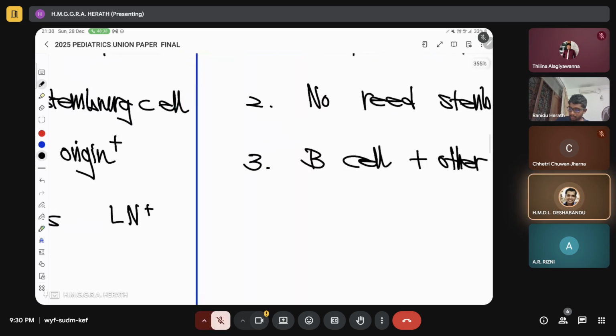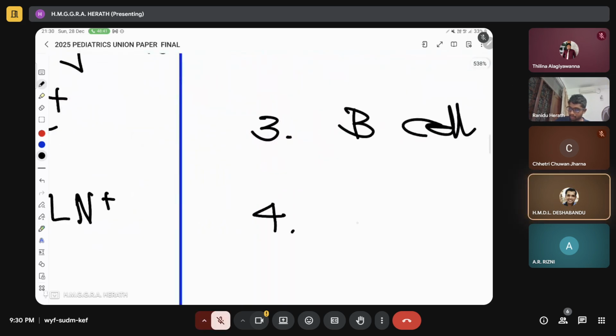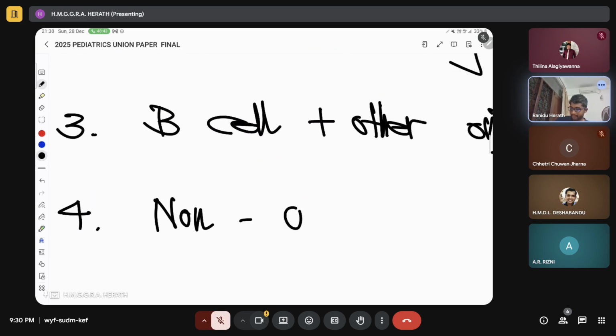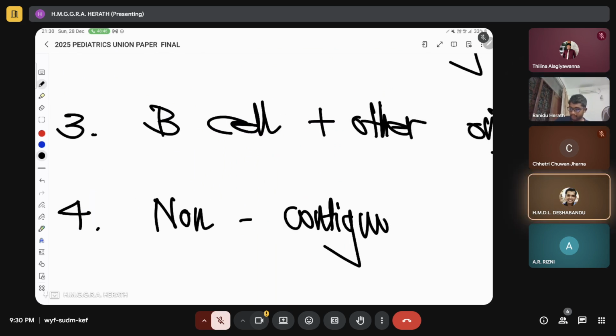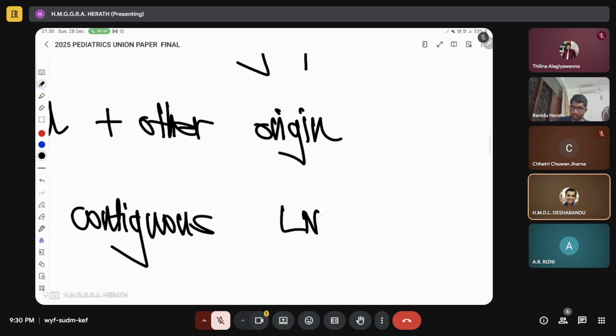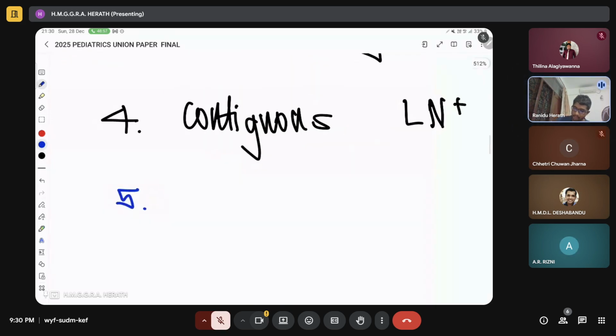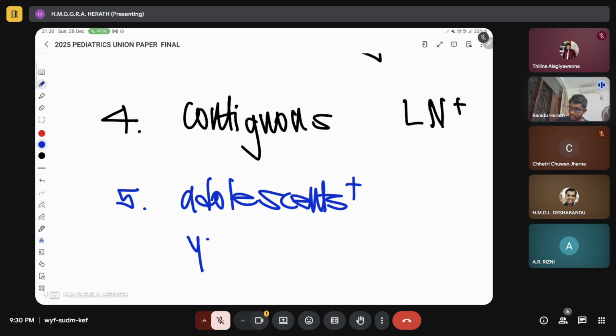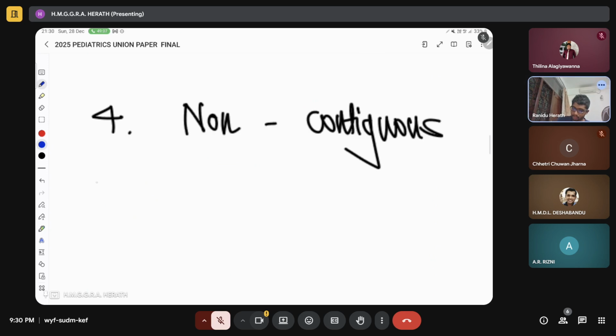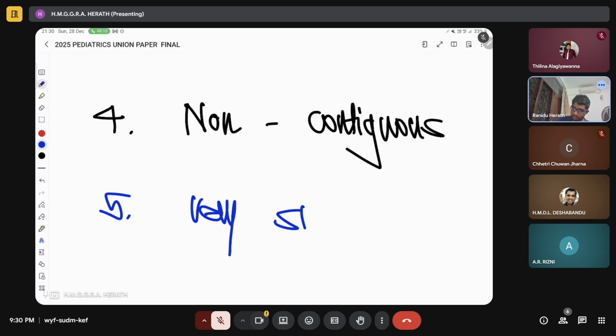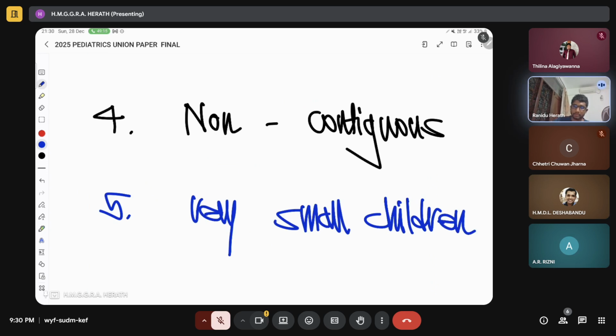Non-Hodgkin's is in young children. You sure? Let me check. You get Hodgkin's lymphoma in adolescents, commonly, and young adults. You get non-Hodgkin's in very small children. Understood?